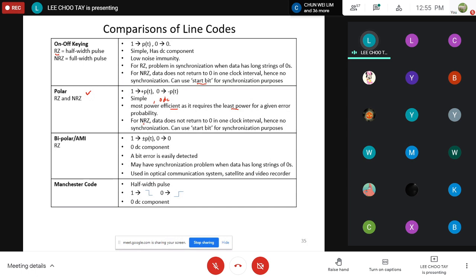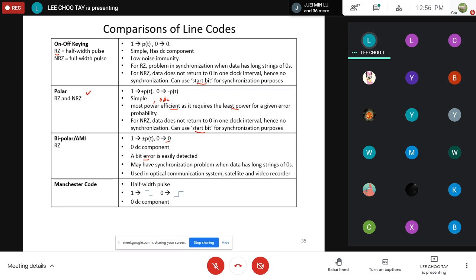And for non-return to zero, same problem as on-off keying, but again, we can use a start bit to solve the problem. For bipolar, normally in this case it is return to zero. We send a one with alternating positive and negative pulses. We send a zero with zero pulse. And for this bipolar, we can easily detect a bit error.